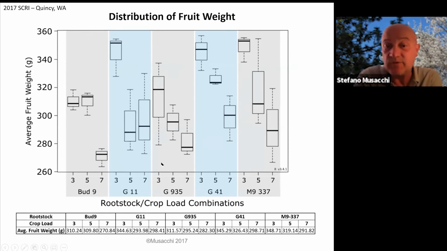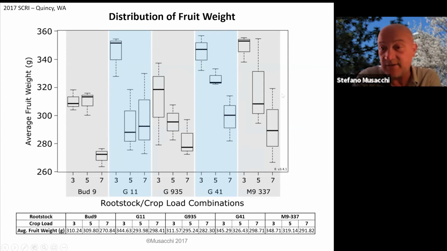But there are other rootstocks like G41 that have other characteristics, like higher uptake of potassium and something like that, that have a very large fruit. And also when you go over 7 fruit per square centimeter, you still have a better fruit size compared to Bud 9. So the point is to find the balance to minimize the size and the effect of bitter pit in this case.